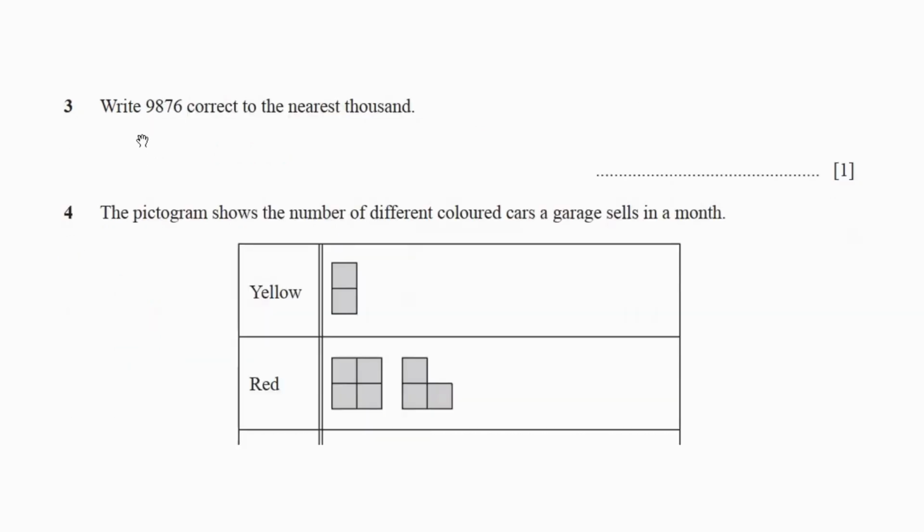The next question says write 9,876 correct to the nearest thousand. So correct to the nearest thousand means I'm going to focus on the first 2 digits. Now, since 8 is greater than 5, that means the next number will round it to a number bigger than it. So that means it becomes 10,000, correct to the nearest thousand.